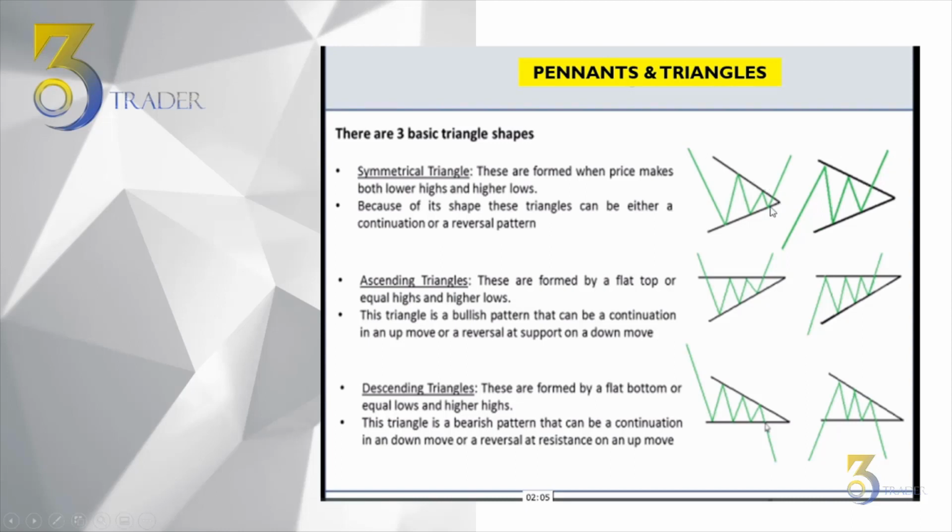This top 2, that's like perfection. It's sitting the way it should be. It's perfectly sideways. It's a symmetrical triangle or a symmetrical pennant. And they're formed when the price makes both lower highs and higher lows. So because of its shape, these triangles can be either a continuation or reversal pattern. So again, a pennant is more continuation. We're expecting that move to continue.